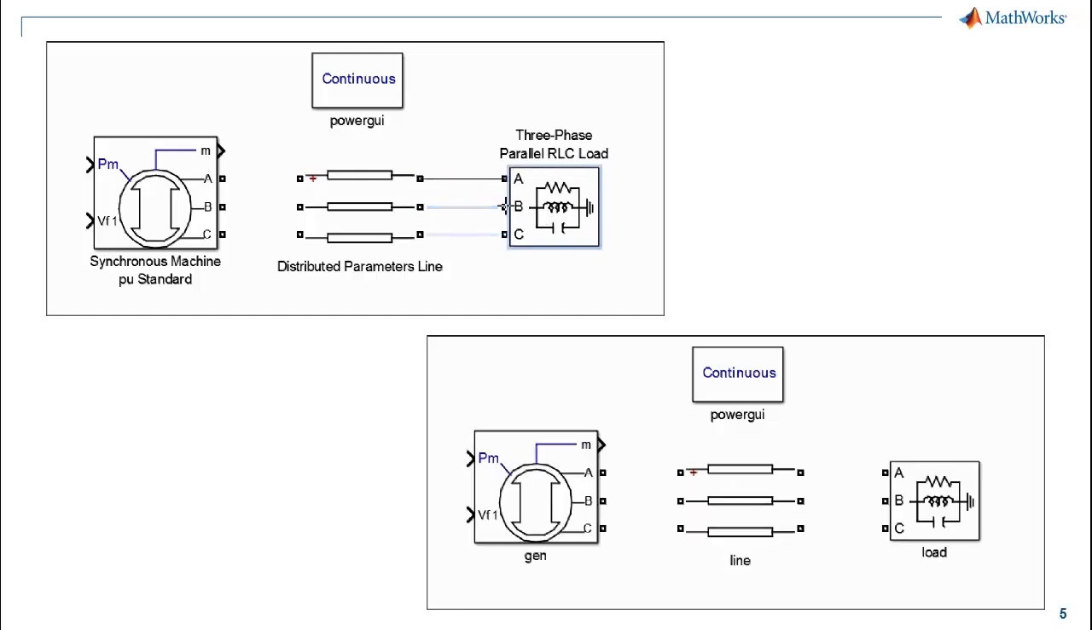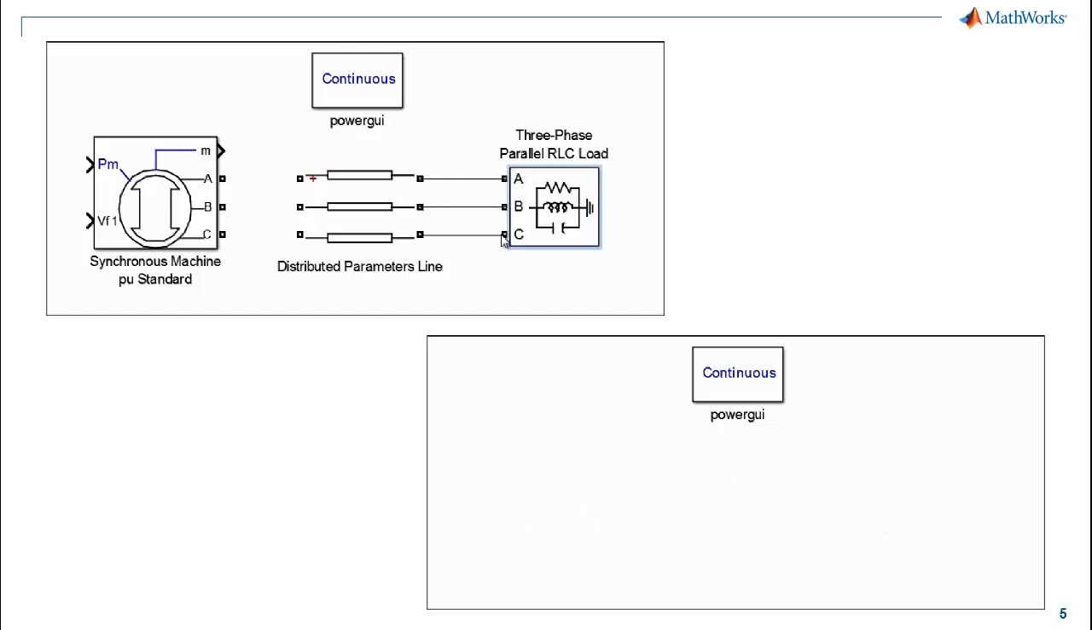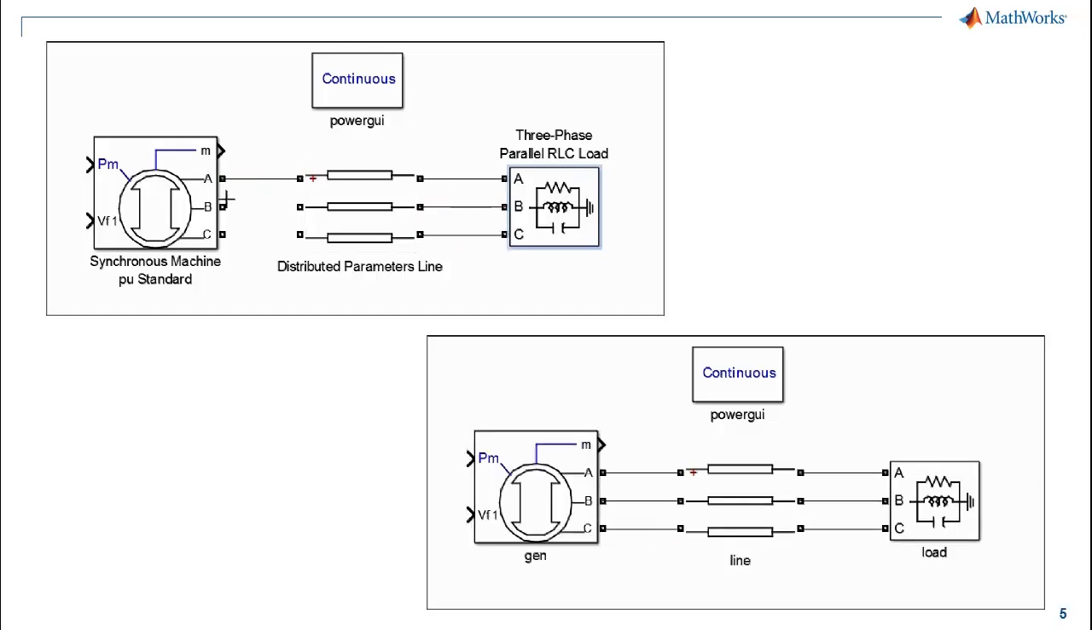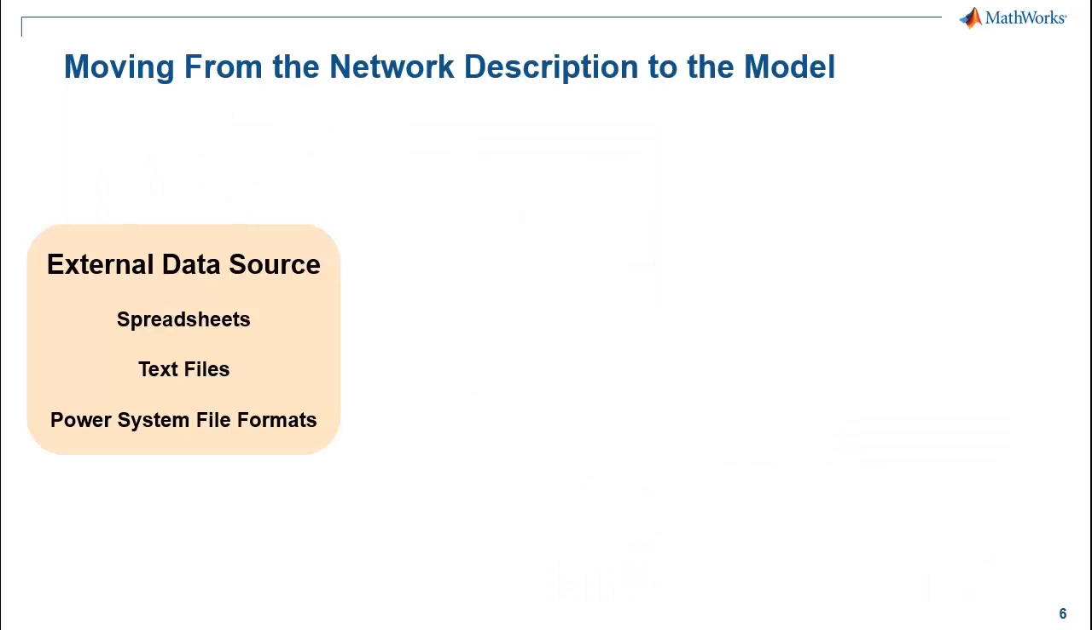So you can see here that the automated build is faster. I actually slowed it down significantly as well so you could see it happening. And so there is definitely a time advantage to building models automatically. And of course, the construction of power system models lends itself well to this technique because network descriptions typically exist in other files. There are three steps from moving from the network description to the model.